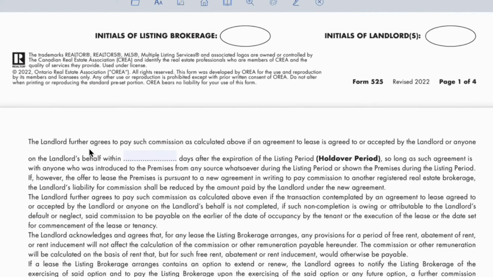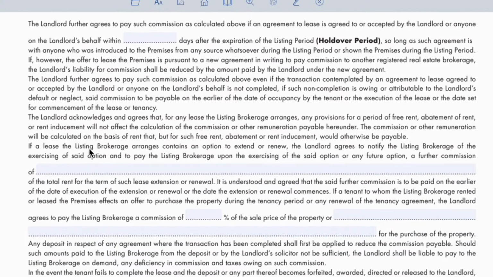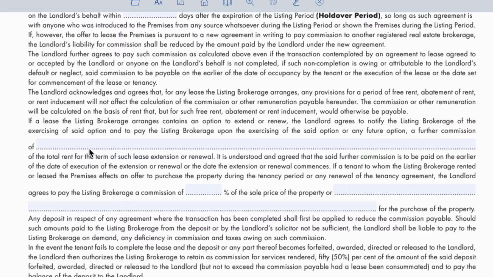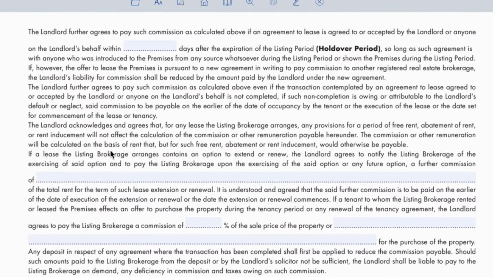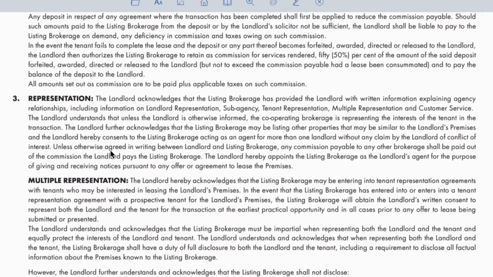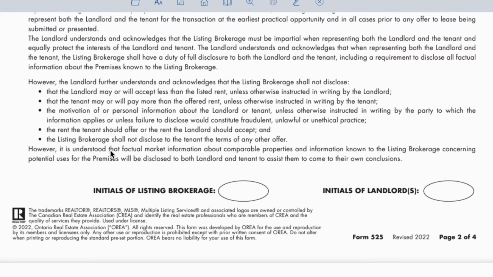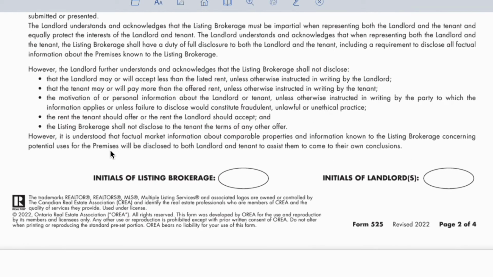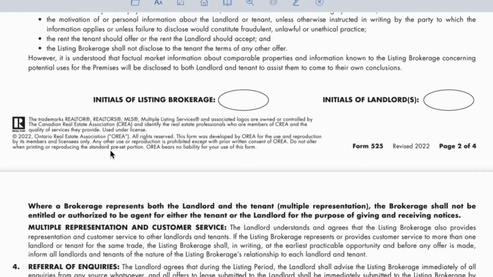Representation, which I'm sure is the landlord acknowledges the listing brokerage has provided the landlord with written information explaining agency, multiple representation, exact same thing as residential. We assume exactly the same forms, but just a little different. Like working with a realtor, commercial. Okay. Get that filled out. Multiple representation and customer service, referral or inquiries, marketing.